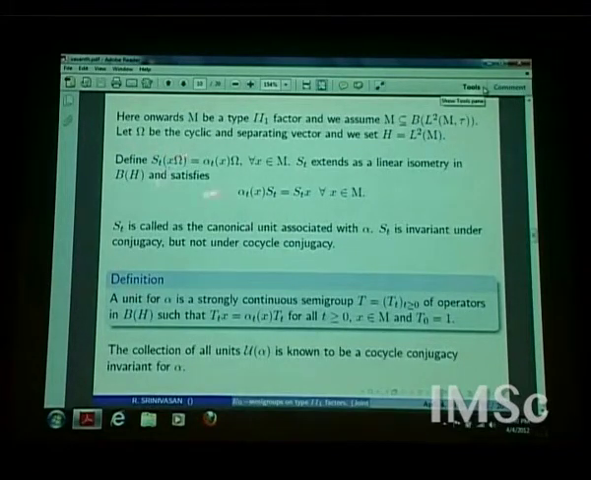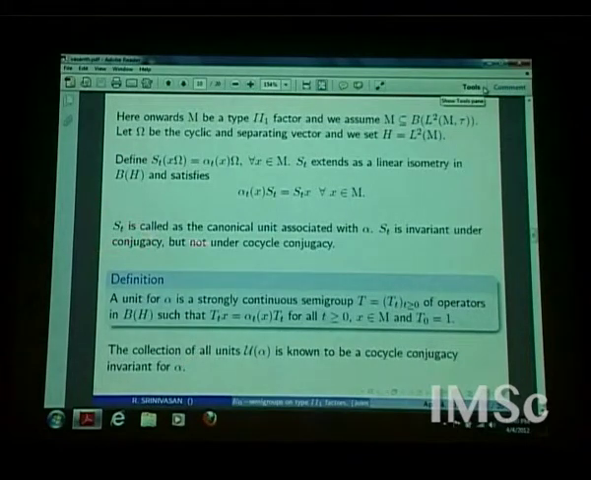So S_t takes xΩ to α_t(x)Ω. Using the uniqueness of the trace, one can verify that S_t is actually an isometry and satisfies this relation. Any operator satisfying this relation is what is called a unit, and I'm defining a unit here.